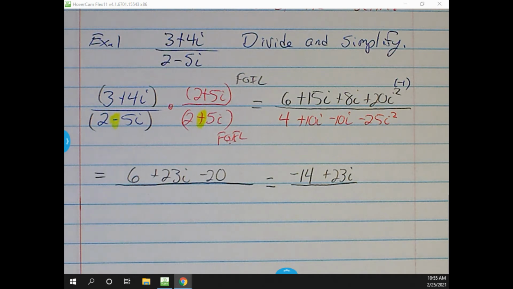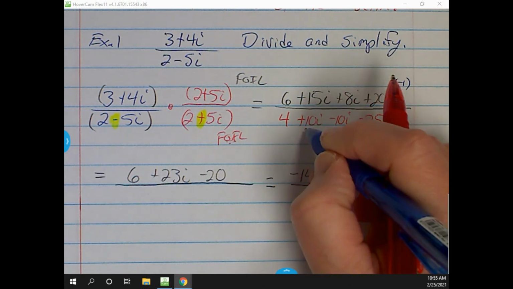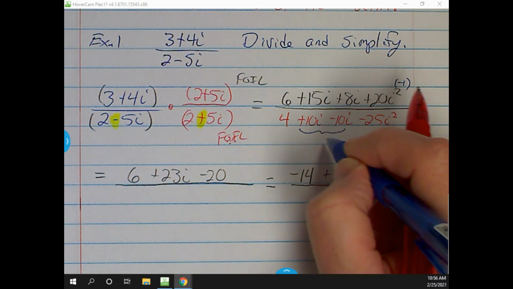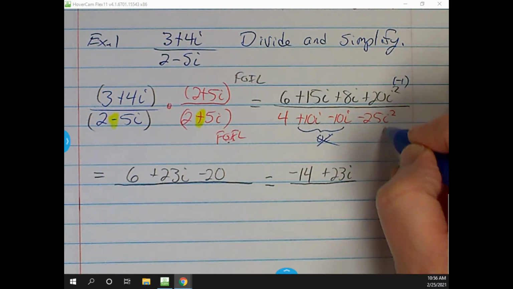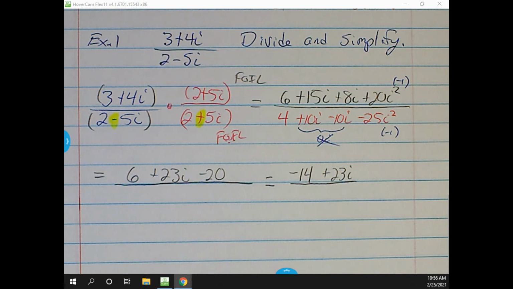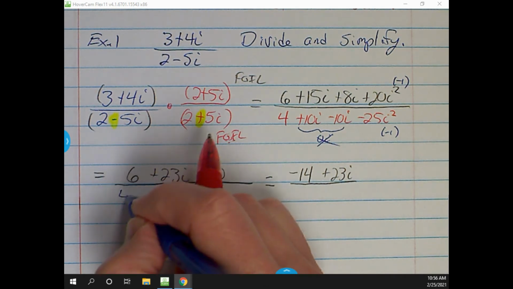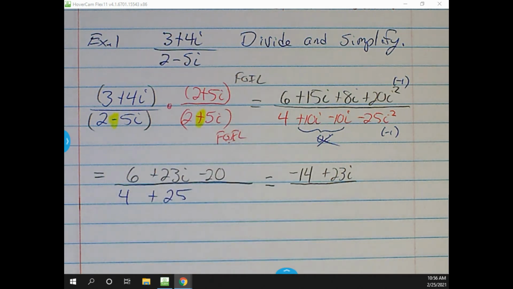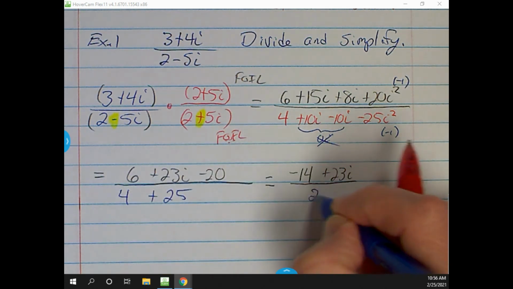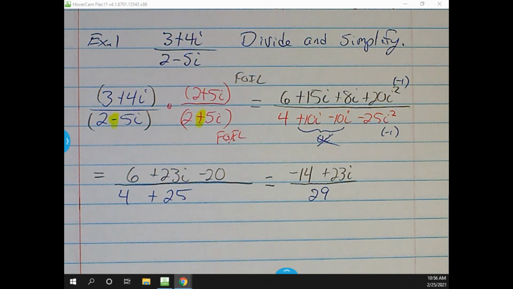Okay, but again, here's the good thing. When you put these two together, they knock each other out. They just go to 0, so that term is out. We replace the i squared with negative 1, so that makes this 4 plus 25. 4 plus 25 is just 29.